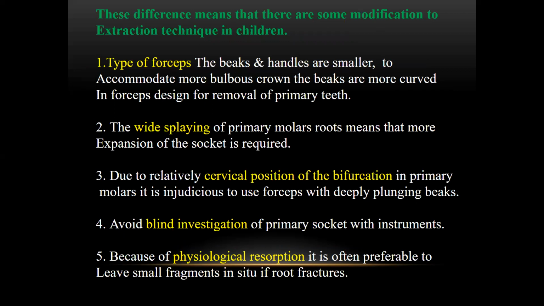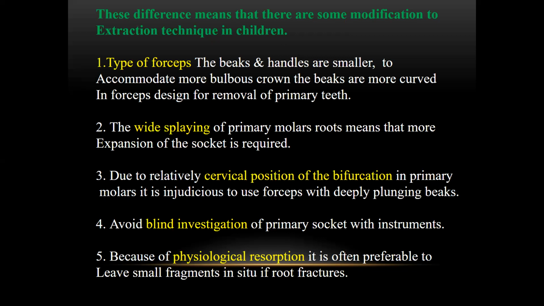Type of forceps: the beaks and handles are smaller to accommodate the more bulbous crown. The beaks are more curved in forceps designed for removal of primary teeth. The wide splaying of the primary molar roots means that more expansion of the socket is required. Due to the relatively cervical position of the bifurcation in primary molars, it will be injudicious to use forceps with deeply plunging beaks. If you place them deeply, you might inadvertently injure the permanent tooth bud also. So avoid that. Avoid blind investigation of the primary socket with instruments, so that you do not injure the permanent tooth bud.